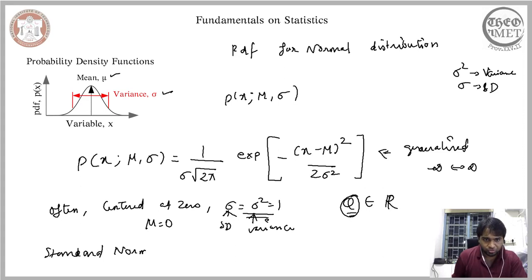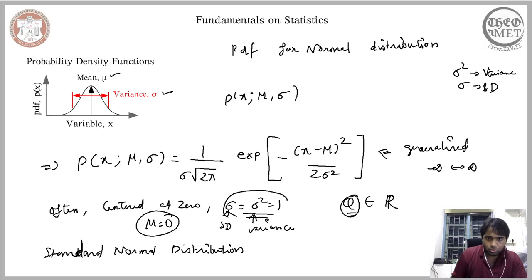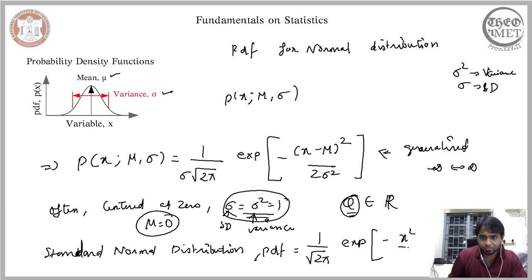That is something called the standard normal distribution. So in the above expression, what we have is a PDF for the normal distribution. Now it is possible for us to have a standard normal distribution, which means this distribution curve is centered at 0 and the standard deviation and the variance are equal to 1. When these two conditions are satisfied, we have the standard normal distribution. The PDF for the standard normal distribution can be arrived at by substituting these two values here. So it will be 1 by square root of 2 pi, exponential of minus x square by 2.